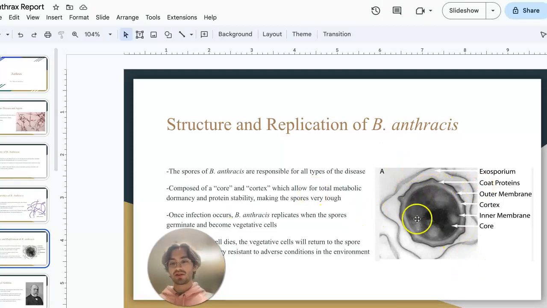As seen in the picture, the majority of the endospore is composed of the core, and the outer area is that cortex, and both of these structures allow for a very toughness and rigidity of the structure.